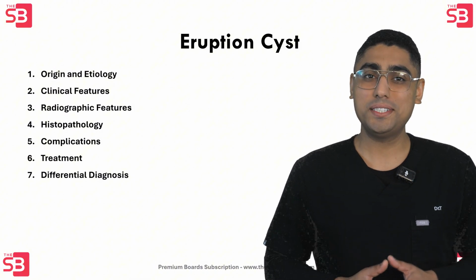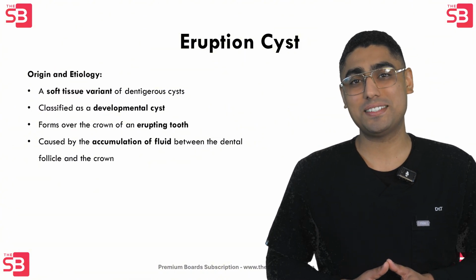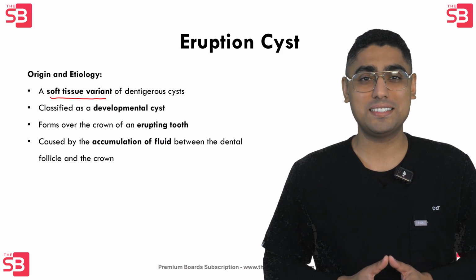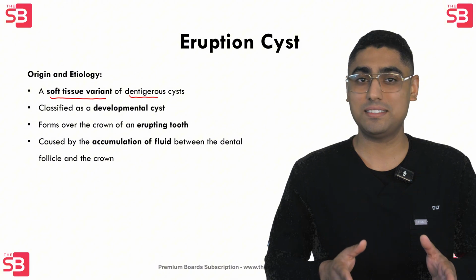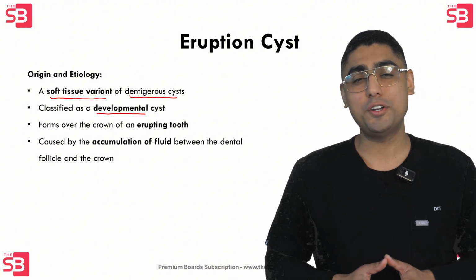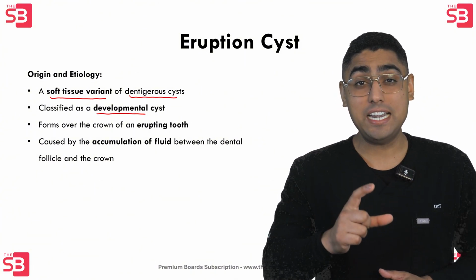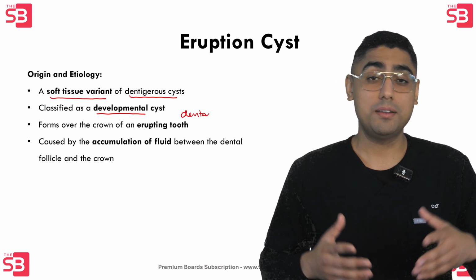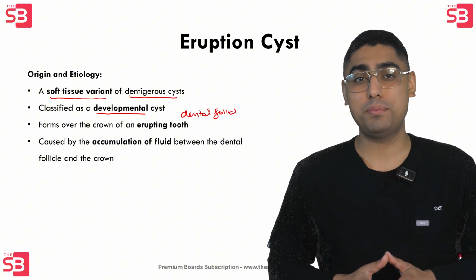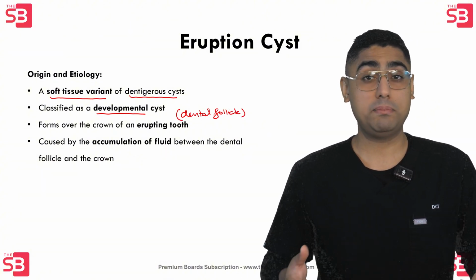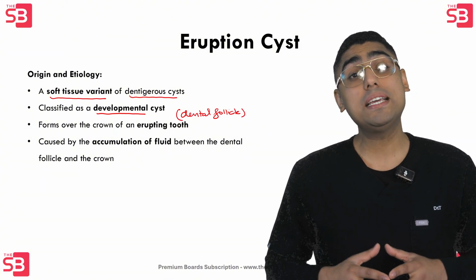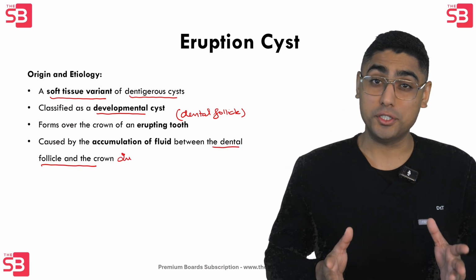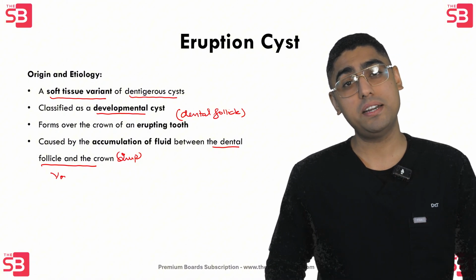Let's talk about origin and etiology of eruption cysts first. Now, these cysts are basically a soft tissue version of dentigerous cysts, and they are considered developmental cysts. What happens here is that during the eruption process, the dental follicle doesn't completely separate from the crown of the tooth. Because of this incomplete separation, fluid or sometimes even blood gets trapped, forming a cyst over the crown. You will commonly see this in young children when their deciduous or permanent teeth are erupting.